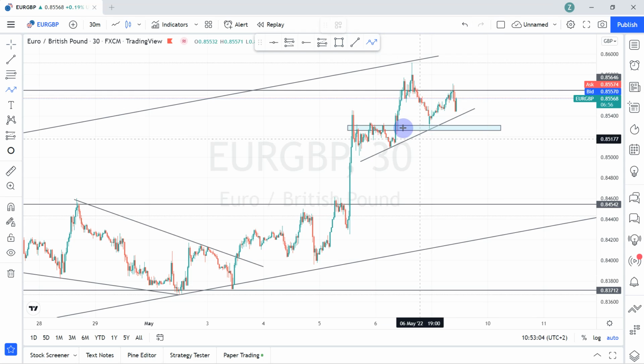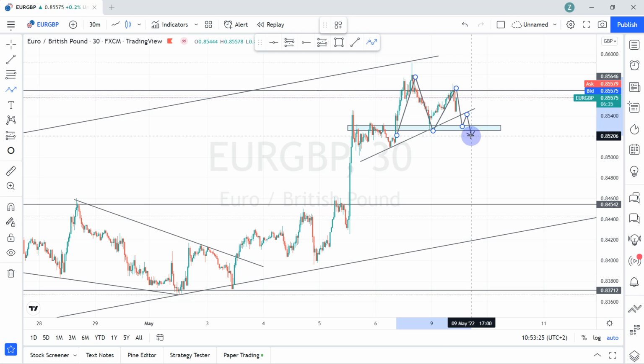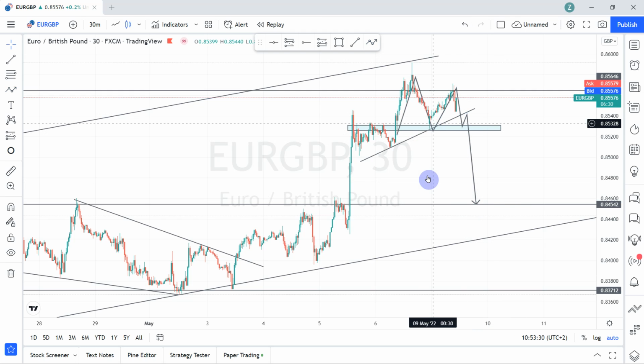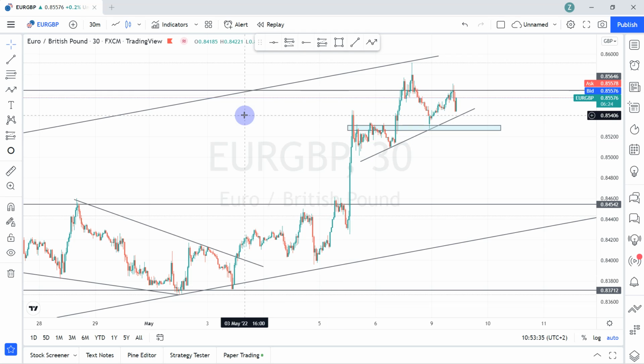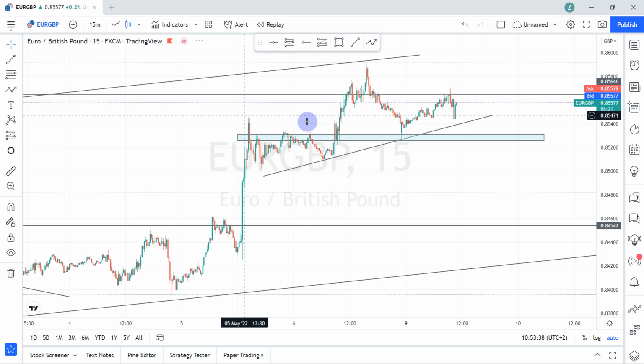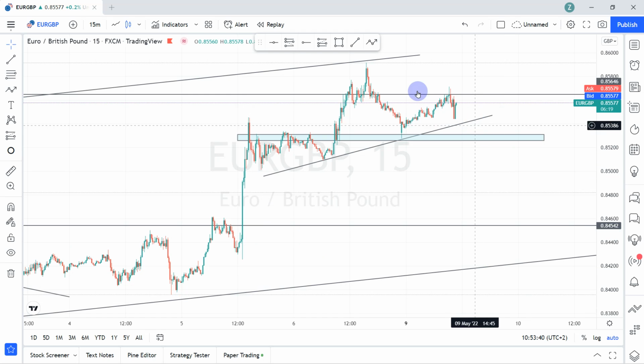So if the market behaves in this manner, respects our setup, breaks out, retests, that's where we either sell here or place our sell stop just below our zone. And once the market breaks out of our zone, it would activate our sell stop, and our overall take profit would be here, right? So that's basically the setup for the Euro GBP pair.